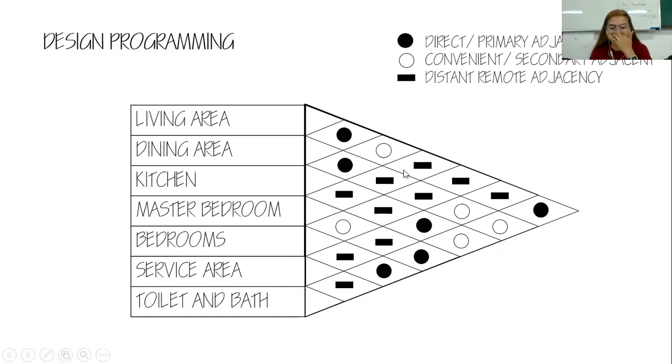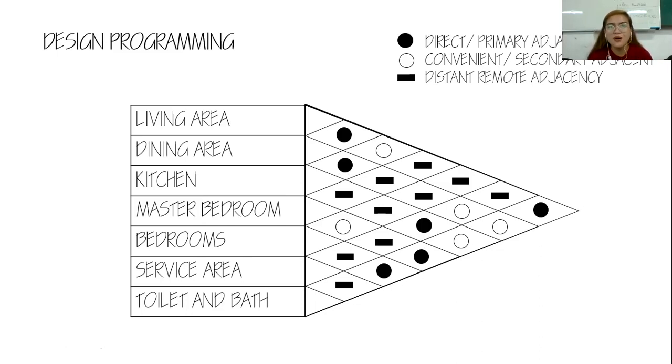And all other areas as well. So, the kitchen and the service area should be adjacent. Also, the bedroom is adjacent to toilet and bath. The master bedroom and the toilet and bath adjacent to each other. So, the living area and the toilet and bath are adjacent to each other as well.